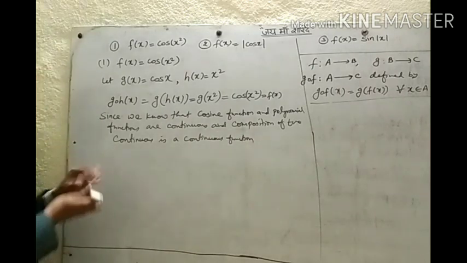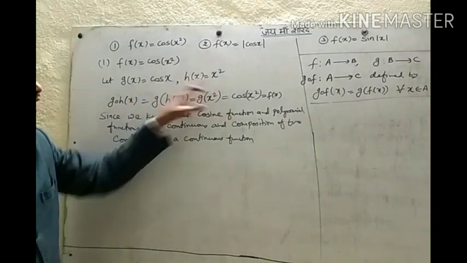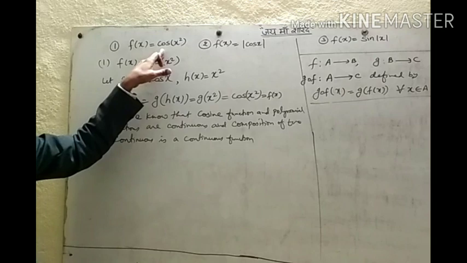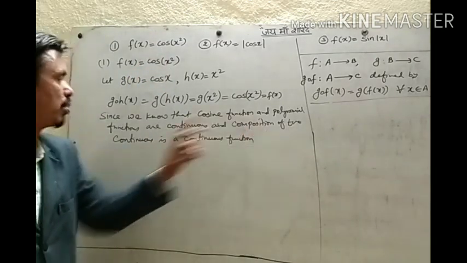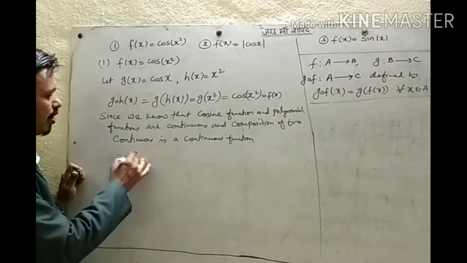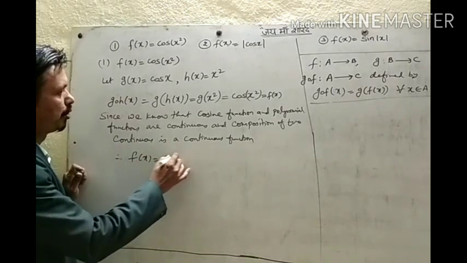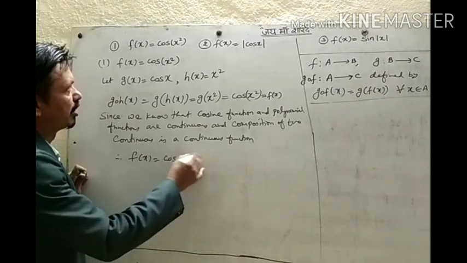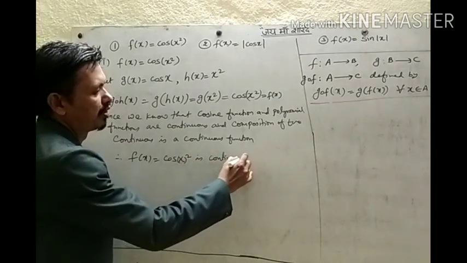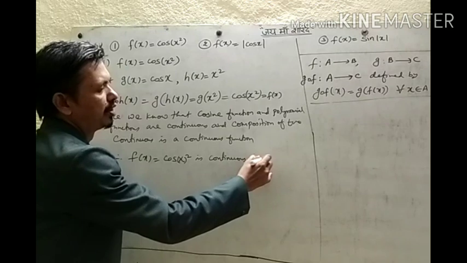These two functions are cosine and polynomial, and these are continuous, and the composition is our given function. The composition of two continuous functions is again a continuous function. So f of x equal to cos x square is a continuous function.